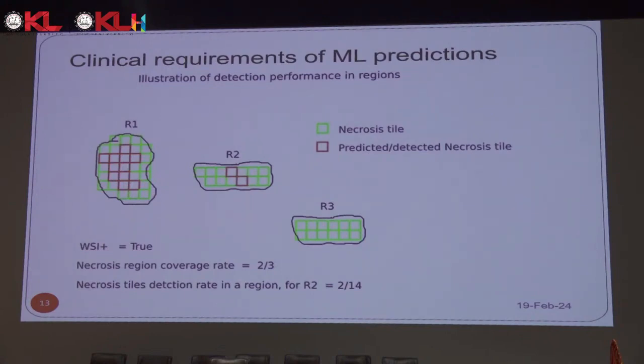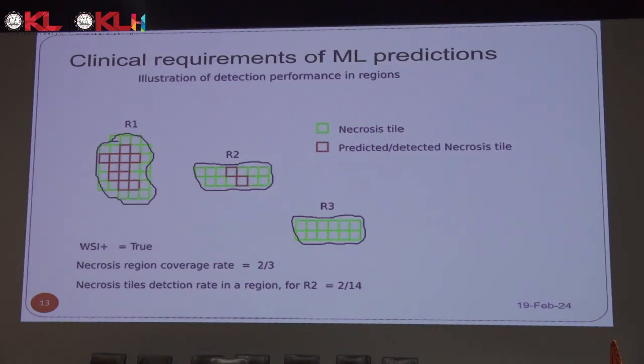And there are clinical requirements of ML predictions. This is one point that we found from the interactions with the clinicians. It's not about accuracy at all. If you have a slide and it is necrotic anywhere, it doesn't matter. It doesn't mean that I have to cover 95% of the necrotic area in a slide. It is about how small a necrotic area you can pick up. Because pathologists keep staring at slides so many times, is there a small piece of necrotic area? If you can determine that, that is what is important.